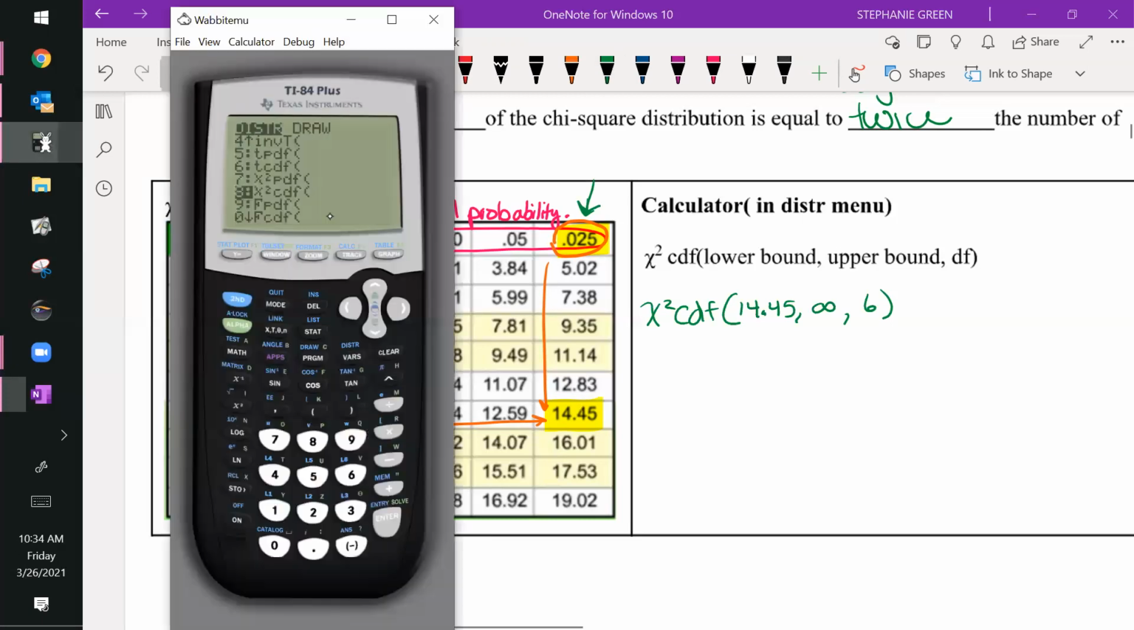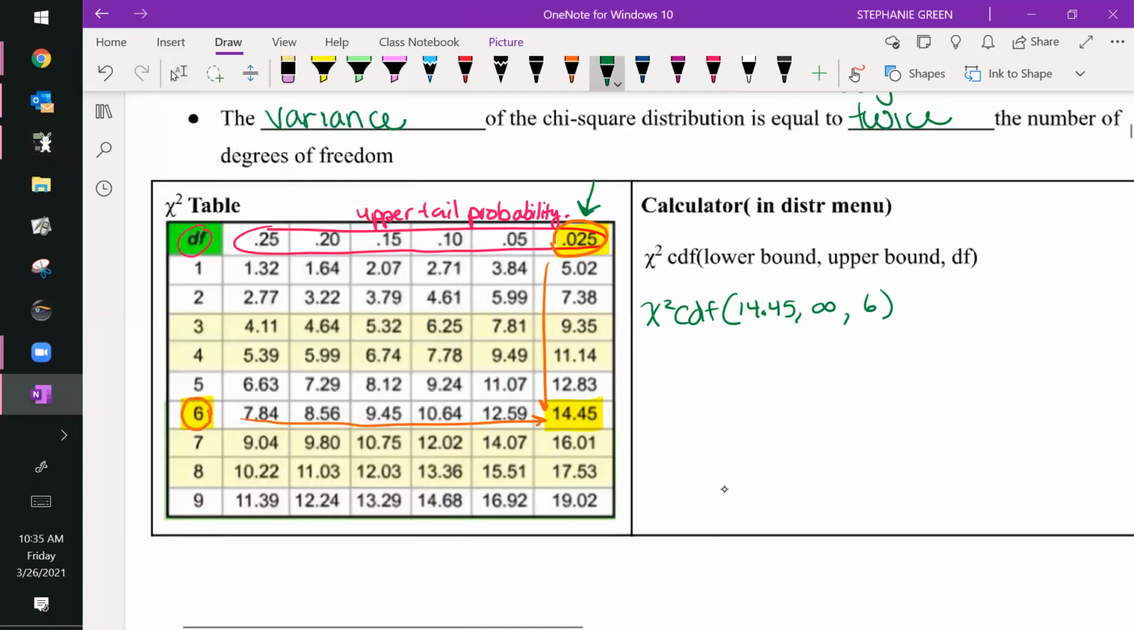So let's just check that out. So I'll just choose chi-square CDF, lower bound 14.45, upper bound 999999999. DF is 6, paste, and there we go. I had 0.025 in my table. Here is 0.02499, which rounds to 0.025. Okay, so that's how that works.